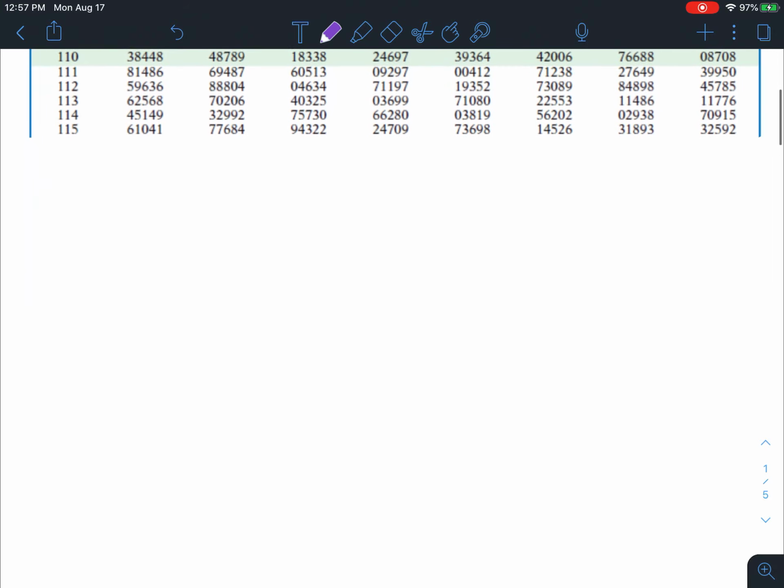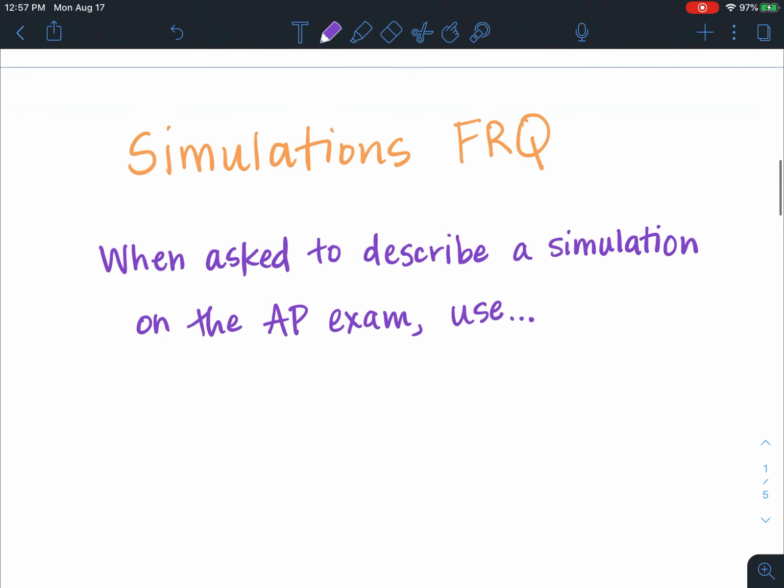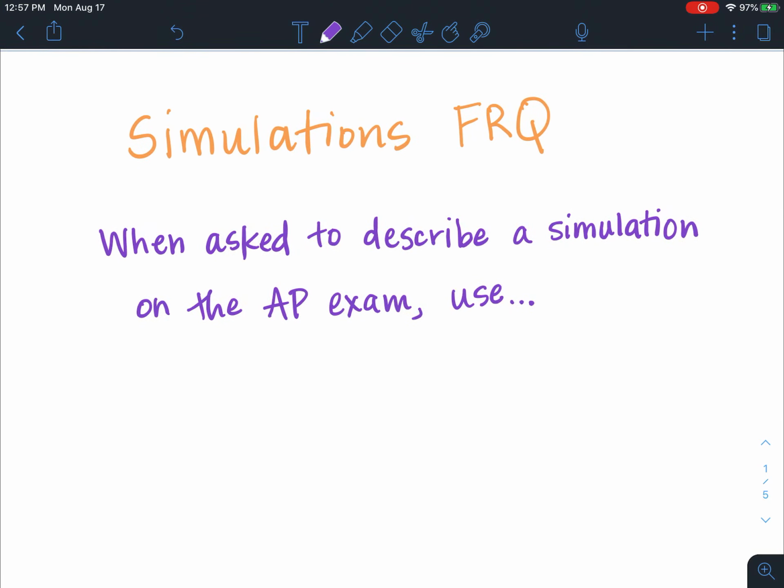Now, what I really wanted to talk about today is, these mostly show up on free response questions. So what if it shows up as a free response question? They give you a situation kind of like the flu example, and they ask you to describe a simulation and then carry it out using a TRD. What would you need to write?